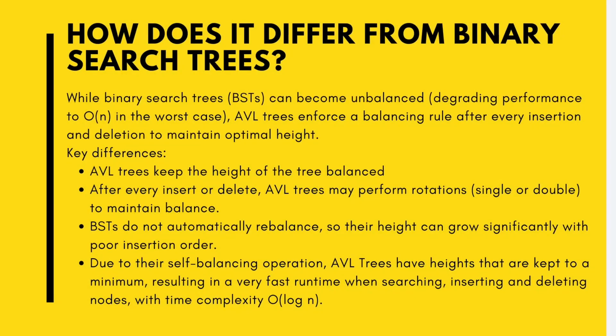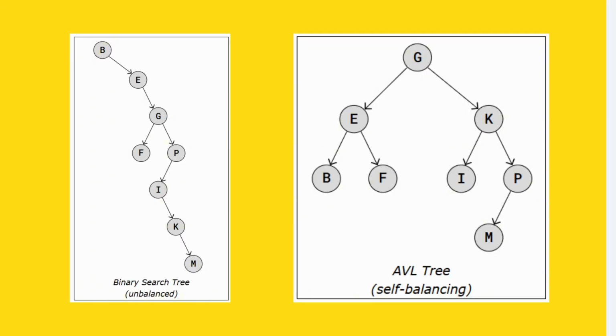Now, how is it different from a regular binary search tree? While standard BSTs can become unbalanced over time, especially with poor insertion orders, AVL trees have a built-in balancing rule. After every insertion or deletion, they automatically adjust themselves using rotations, either single or double, to stay balanced.